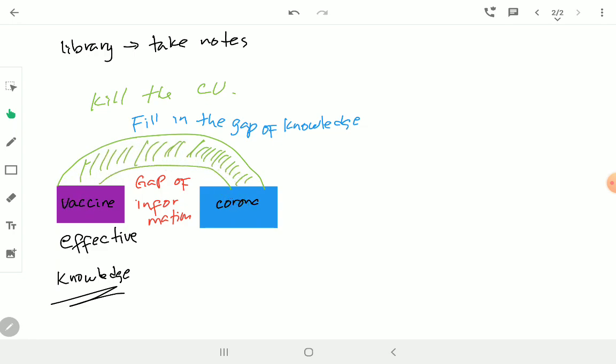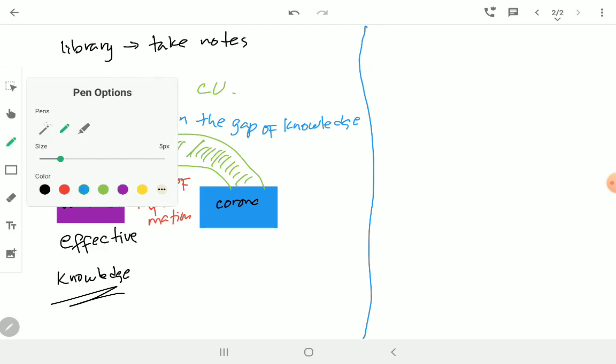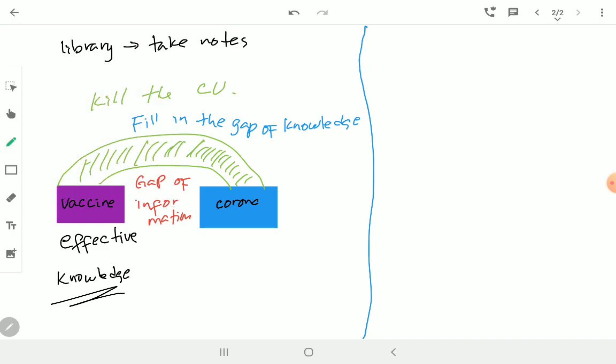So what is research there? If you want to fill in information, any type of research, okay, it needs to be, number one, scientific or systematic. Research should be scientific or systematic.